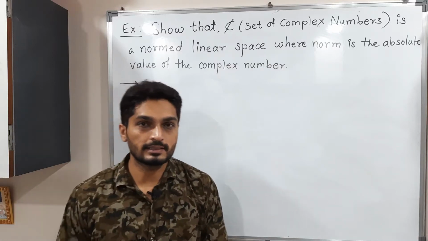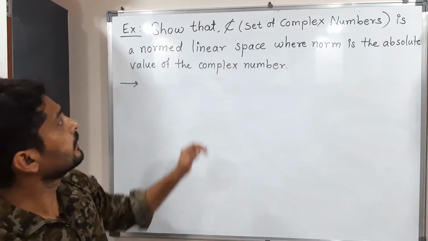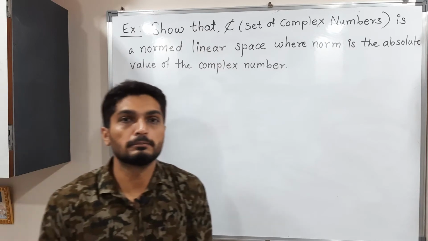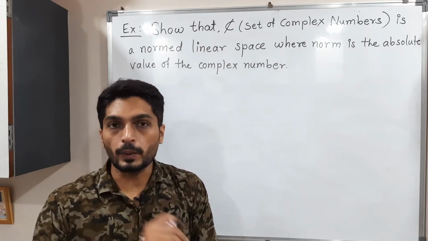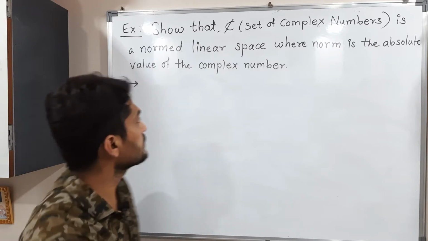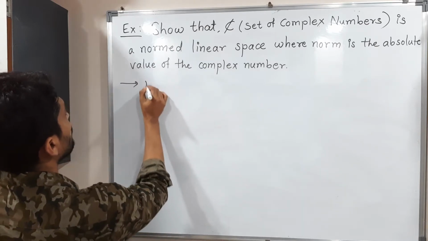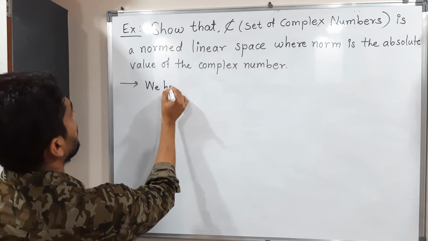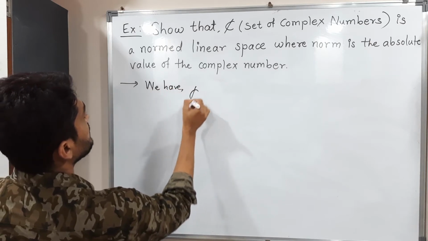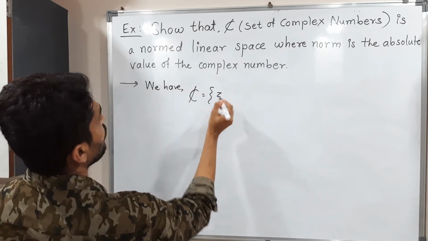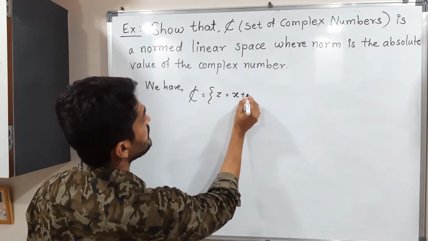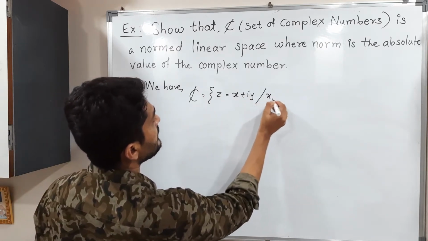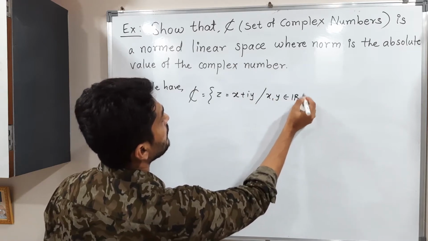Let us discuss this example. So in this example, we have a set of complex numbers, right? You are familiar with the set of complex numbers, since I think in 12th we have already seen. So set of complex numbers means what? We have numbers, normally denoted by z, which are in the form x plus iy, where x and y both are real numbers, right?